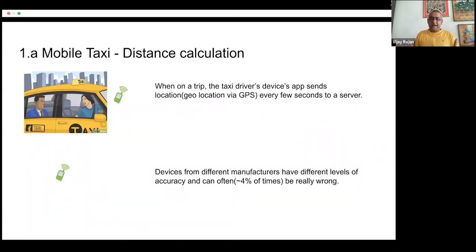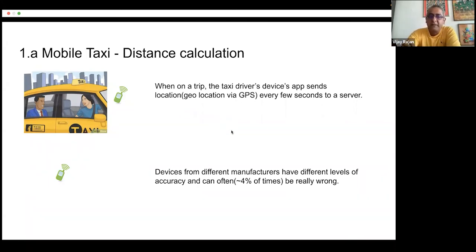Devices from different manufacturers, and things have gotten much better now, but there was a time when there was a lot of discrepancy. The GPS was not trustable. If you were in a forest or a thicket covered by trees, your GPS location would be off very often. And at one point in time, we had noticed that about 4% of the times, the GPS location was really off, maybe 100 meters, maybe even 100 kilometers off. There are stories of all this kind that was happening.